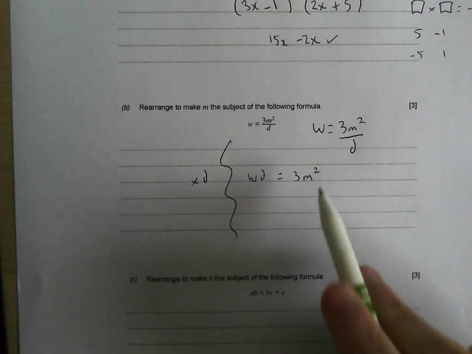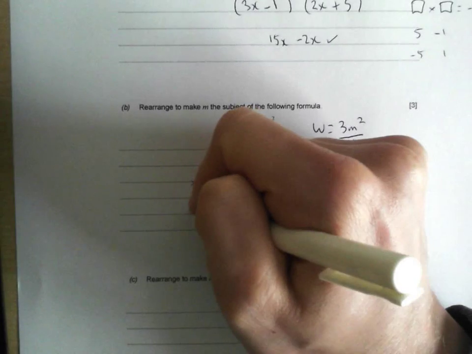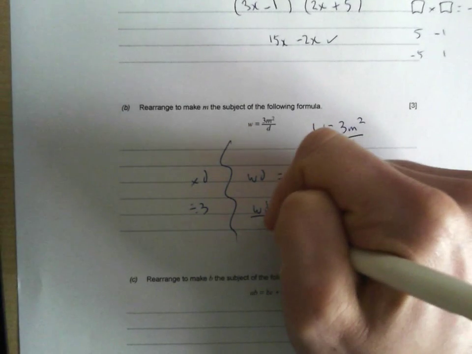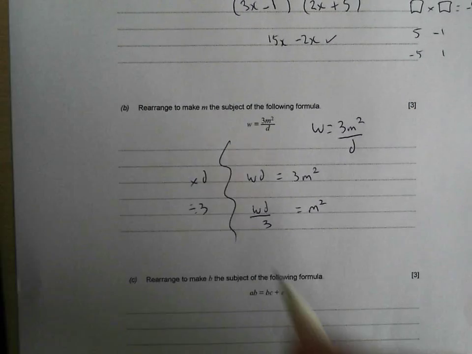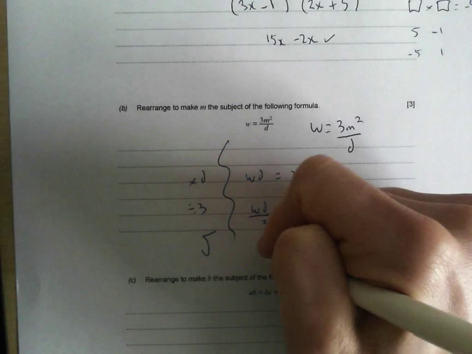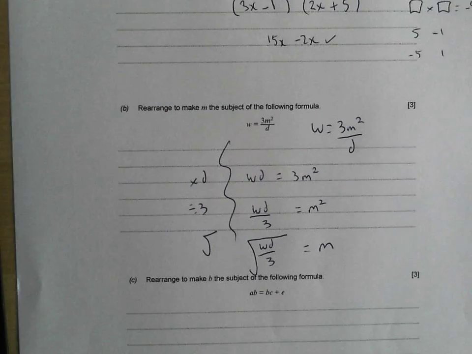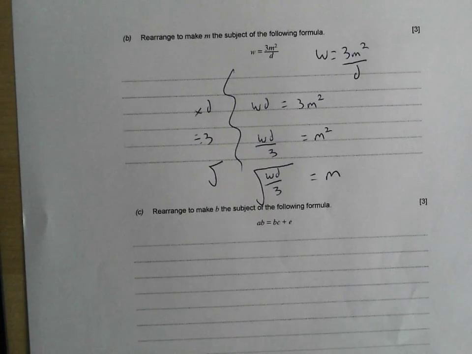Next thing, I've got m, it's been squared, then it's been times by 3. So I'm going to get rid of my 3 first. I'm going to divide both sides by 3. WD divided by 3 is equal to m squared. And then finally, to leave m on its own, I'm going to square root both sides. So WD over 3, whole thing square rooted, is equal to m. And I'm sorted.